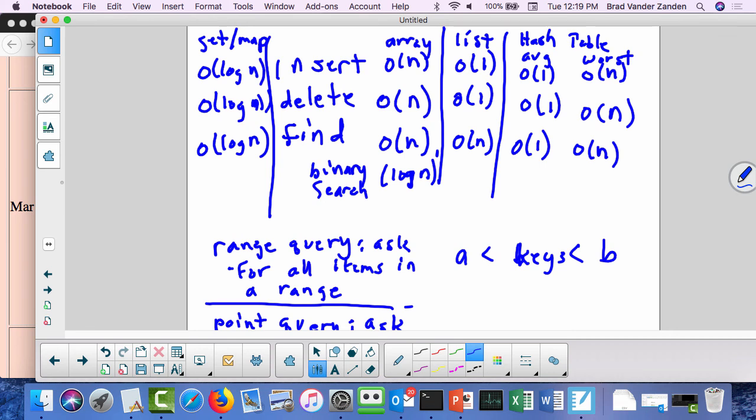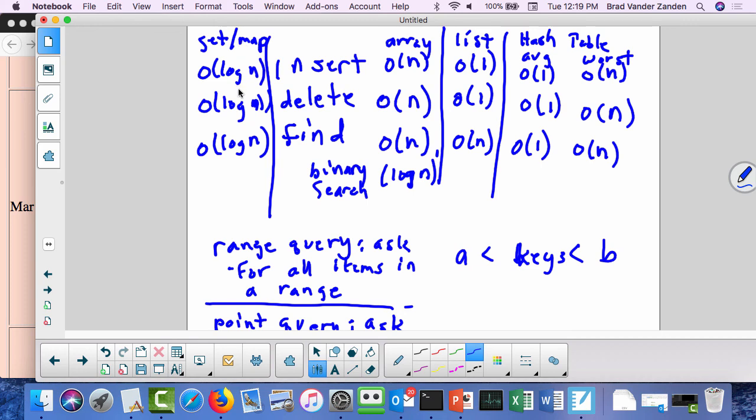But unlike an array, with an array, if I wanted to keep it in sorted order, it required order n time to do an insert. With a set or a map, it's only going to take log n time to do an insert or a delete.